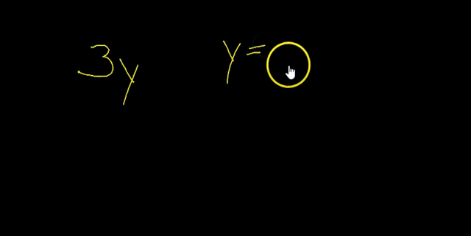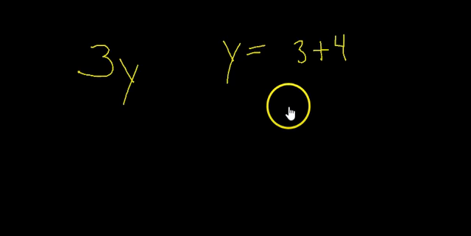So we have a coefficient with a variable, and what that means is whatever this variable is, it's going to be multiplied by 3. So we have 3 of this. Now y could equal essentially anything. So y could equal 3 plus 4, okay?